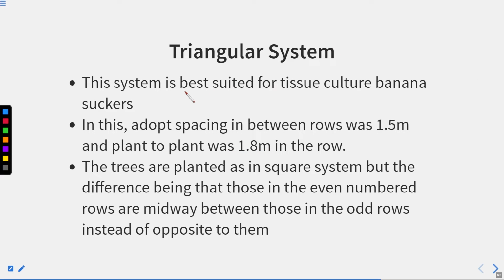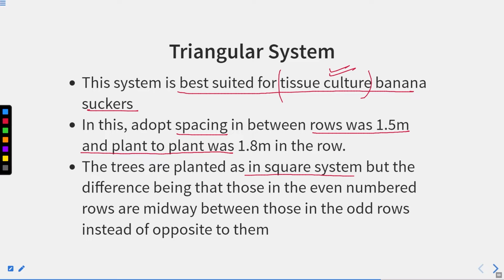Triangular system. This system is best suited for the tissue culture banana sucker. So suppose we have developed suckers from the tissue culture technique, then this particular system can be adapted for the planting system. So in this, adopt spacing between the rows of 1.5 meter and plant to plant of 1.8 in the row, and the trees are planted as in the square system, but the difference is that those in the even numbered rows are midway between those in the odd rows.